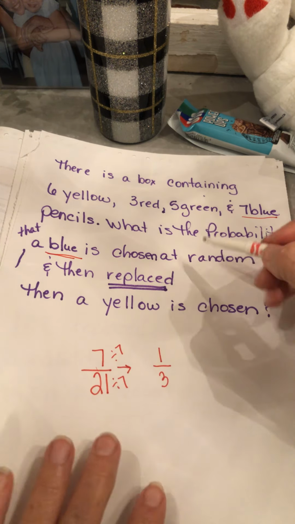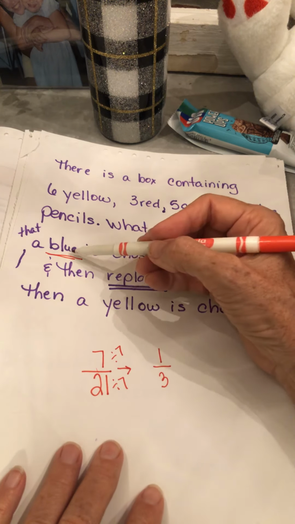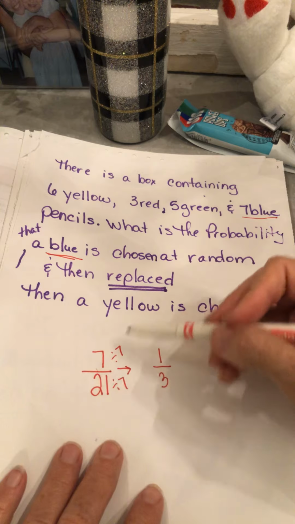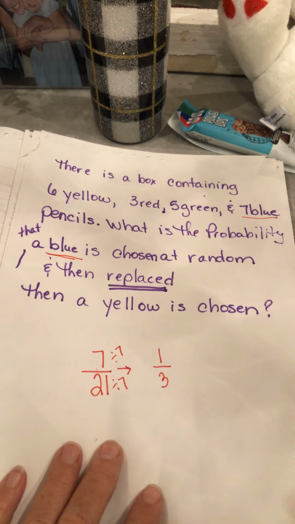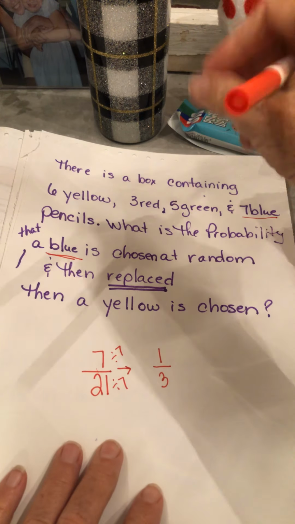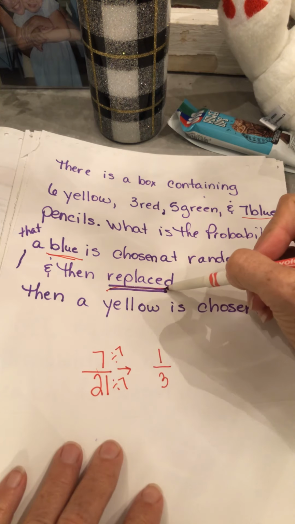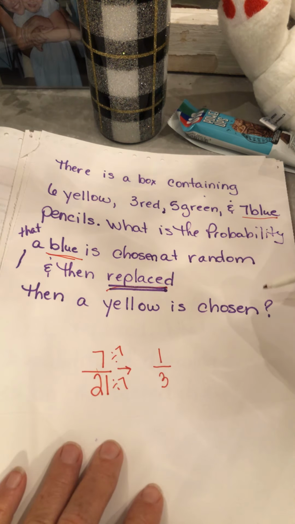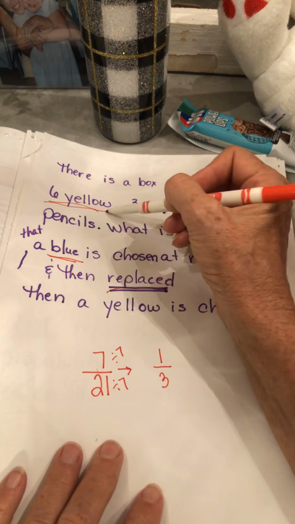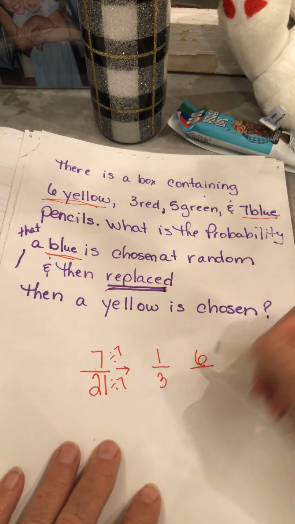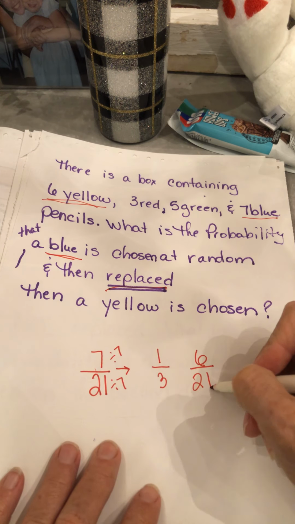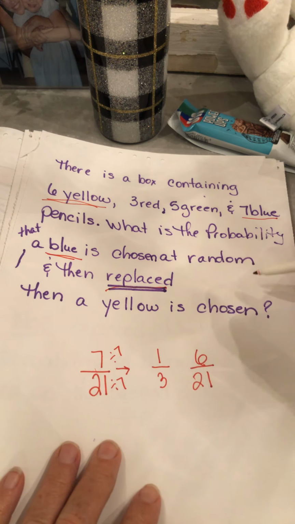Now, somebody pulls a blue, takes the blue out, which was 7 out of 21 chances, then puts the blue back in. That's why it's replaced. What is the chance of now getting a yellow? Well, there are 6 yellow. And how many total were there? 21.